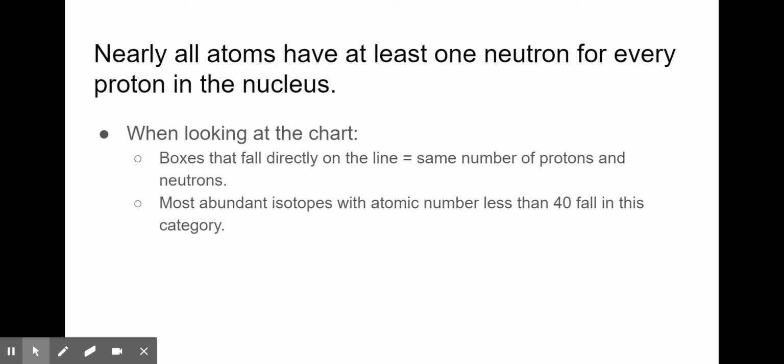Nearly all atoms have at least one neutron for every proton in the nucleus. So, if you go back and look at that chart, points that lie right on that diagonal line on the graph indicate that isotopes with equal numbers of neutrons and protons fall right on that line. Many of the most abundant isotopes fall where we see the atomic number of 40 and below. They have equal numbers of protons and neutrons. At least one of them does.